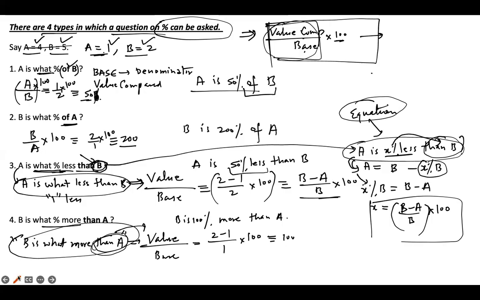See, one very important thing. The values are not changing. A is equal to 1, B is equal to 2.